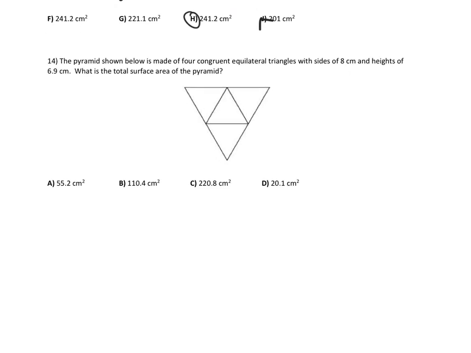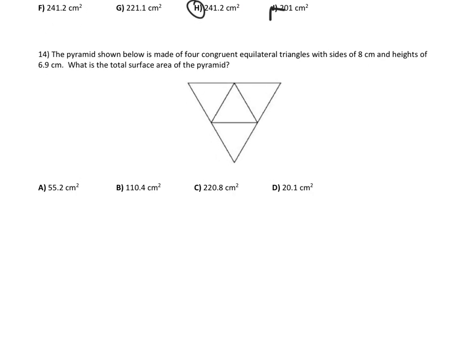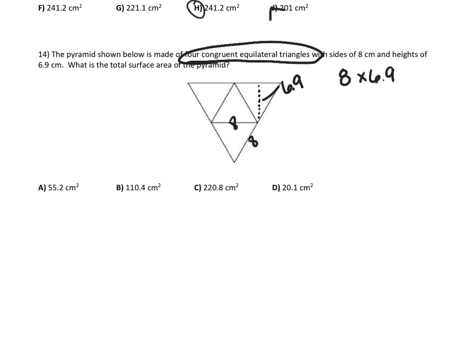Number 14. The pyramid shown below is made of 4 congruent equilateral triangles with sides of 8 centimeters. So they're all 8. And heights of 6.9. What is the total surface area? Okay, so you're going to find the area of one triangle and then multiply it by 4 because they're all the same. So base times height, so 8 times 6.9 divided by 2. I'm going to simplify that way. I'm going to say 8 divided by 2 is 4. 4 times 6.9.